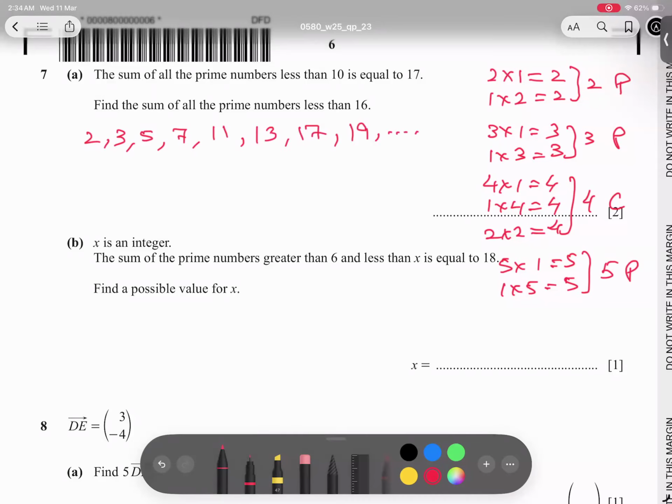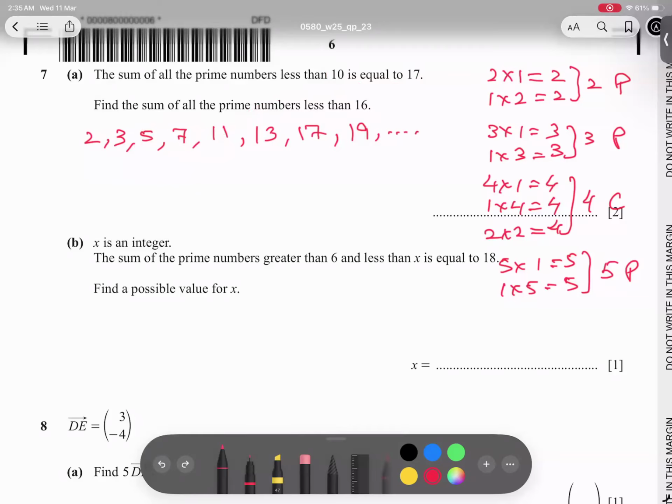But he says the sum of all prime numbers less than 10 is equal to 17. For example, if I add these two numbers, I get 5, but it does not equal 17. If I add 3 and 5, I get 8, which is less than 10, but not equal to 17. If 7 plus 5, 12, that is not it either.